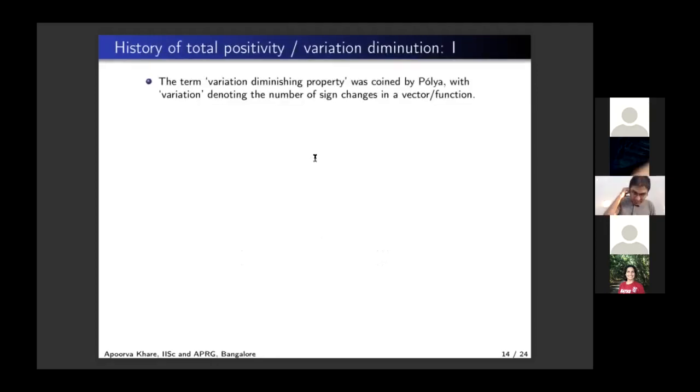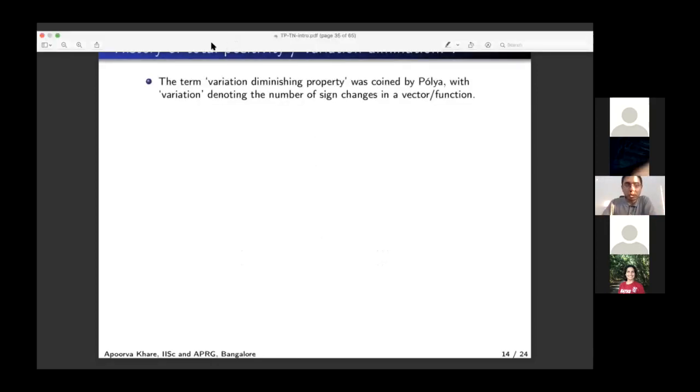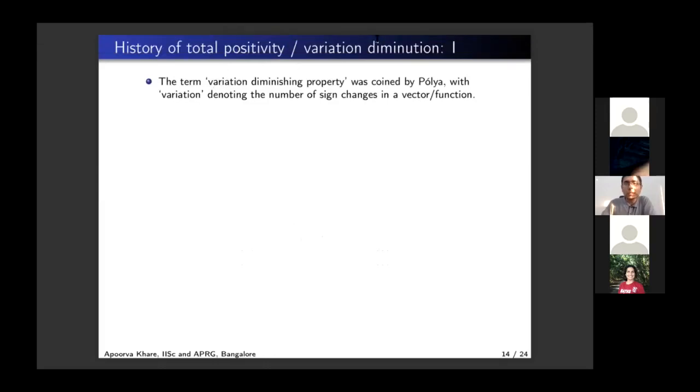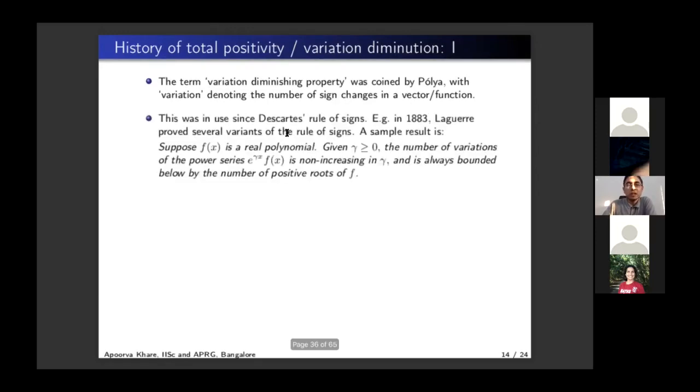So now let me just tell you one slide about the history of total positivity or the variation diminishing property. Apparently I have two slides because this says part 1. So this name was coined by Polya in German, where variation, as I said, denoted the number of sign changes. This was in use since Descartes' rule of signs, the word variation. And I keep mentioning Laguerre in 1883. Well, this is the result that Laguerre stated in his paper, I believe in JMPA.